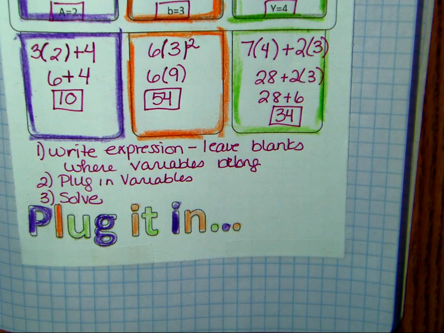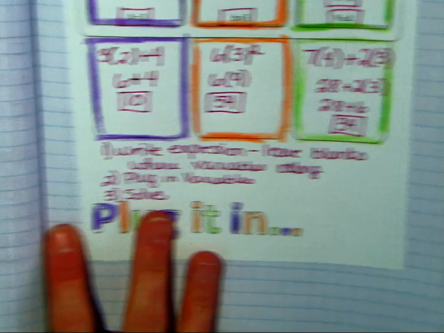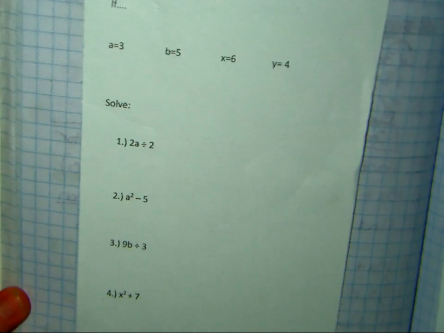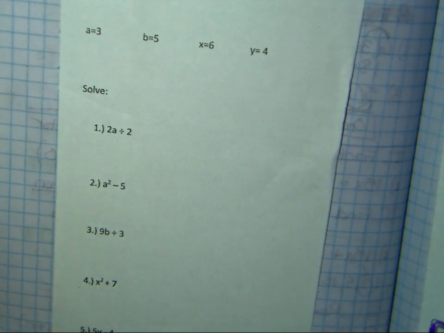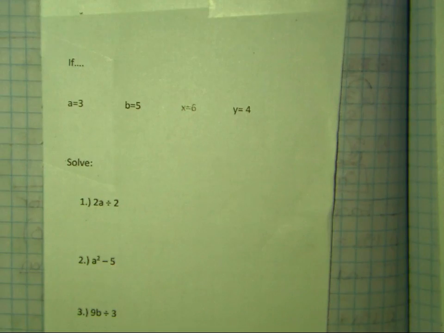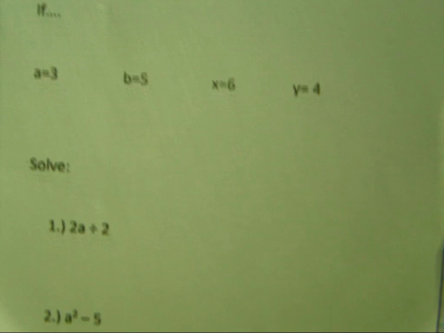Now, we are going to do some practice problems. Our practice problems are going to be on 95. So I'm going to scooch us over to page 95. If you need to go back and get those words, you're welcome to pause the video. Okay? All right, so we are now looking at page 95. And we have some variable values. It says if A equals 3, B equals 5, X equals 6, and Y equals 4. We're going to solve the following problems. All right, we're going to start at the first one.